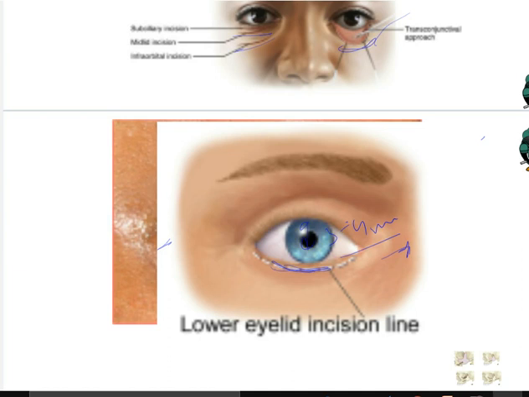The advantage of this approach is that it is cosmetically excellent and there is minimal or no ectropion, which is the outward bulge of the eye postoperatively.